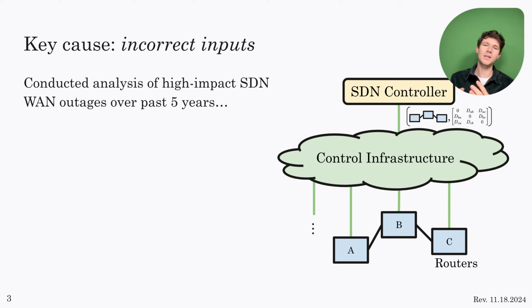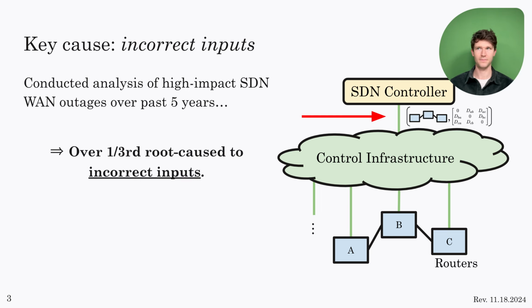Now, to understand the source of outages, we conducted a root cause analysis of high-impact SDN WAN outages over the past 5 years at Google, and found, perhaps surprisingly, that over a third of these large outages were root caused to incorrect inputs provided to the controller. And based on looking at other outage reports, we believe this to be the case across SDN WAN providers.